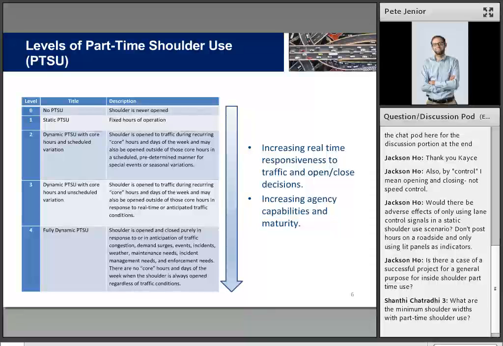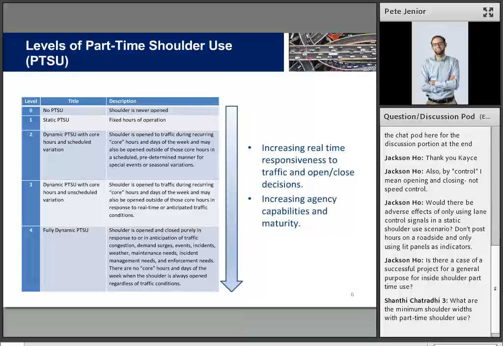The degree to which shoulder use is dynamic is captured here by this idea of levels of part-time shoulder use. This is something that was developed in the current FHWA research. Level 0 would be no shoulder use. Level 1 would be static part-time shoulder use that opens at fixed hours of the day. And levels 2, 3, and 4 are varying levels of dynamism.